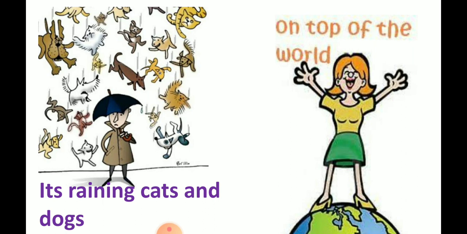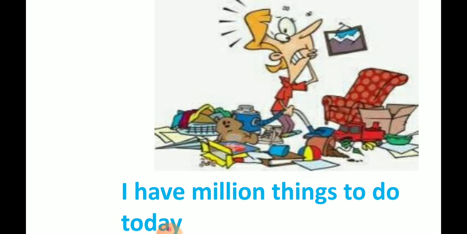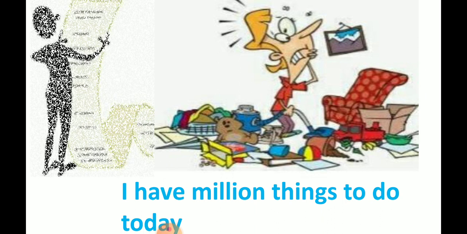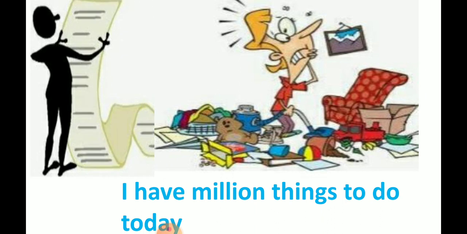So one more example I'll give you. I have a million things to do today. When I say that, can I do a million things in a day? Is it possible for me to do so many things in one day? But what I exactly mean here is I have such a lot of work that I'm very busy today. Instead of saying that, I'm saying I have a million things to do today, exaggerating my work. I hope hyperbole is clear to you now.